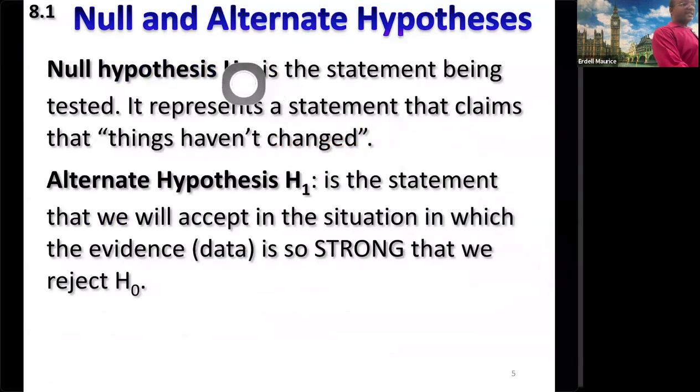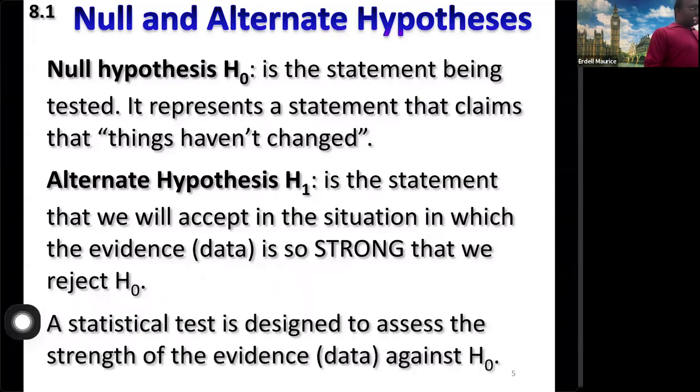Again, your null hypothesis is simply a statement that things have not changed, while your alternate hypothesis is trying to say that there is evidence that things have changed, that there is evidence that we should not accept the null hypothesis that the things have not changed.